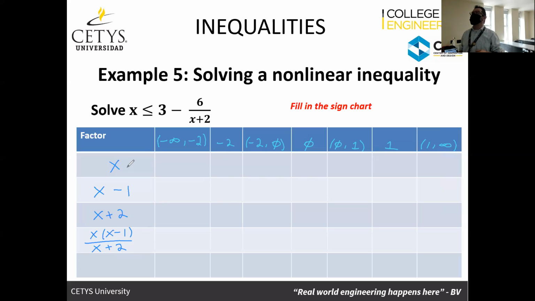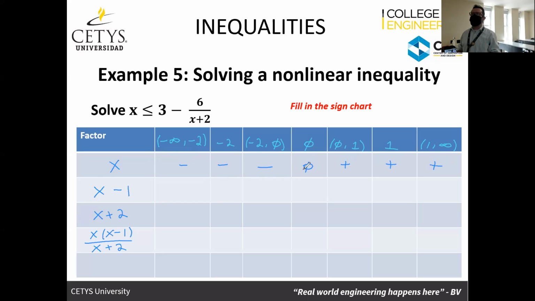Here I've got an x. So for the x, anything that's positive is going to be positive. Anything that's negative is going to be negative. So in this range here, this is going to be negative, negative, negative. I'm going to get a 0 here, and then it's going to be positive, positive, positive.